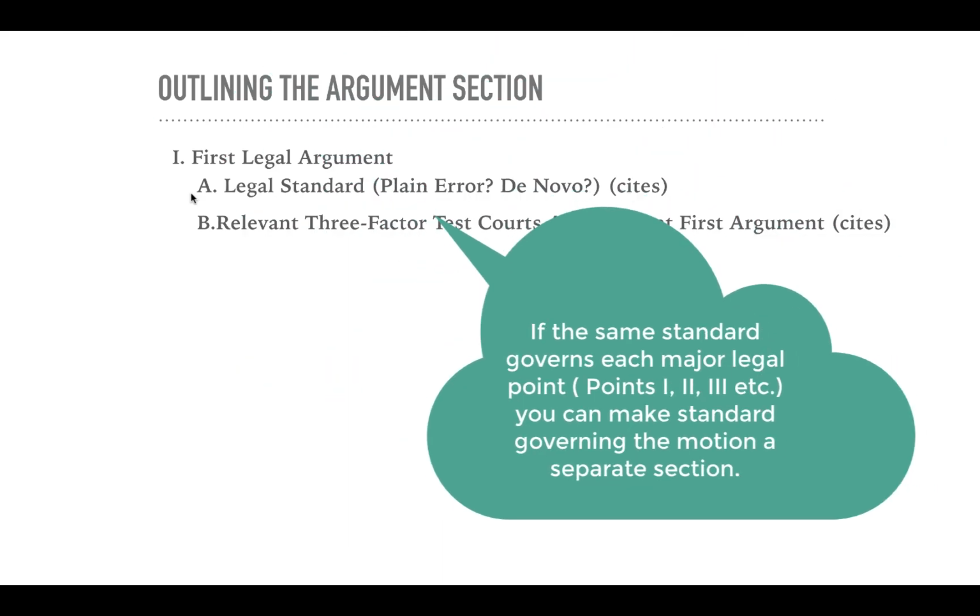So let's get a general overview of how your outline might reflect the legal argument section of your memorandum of law. At the top, you'll have Roman numeral 1. That's your first major legal argument. Then your first subheading might be what legal standard is applied to that first legal argument. For example, is the appellate court reviewing the district court based on plain error? Is it de novo? And you want to have some sort of citation to the law that supports your argument as to what the correct legal standard is.